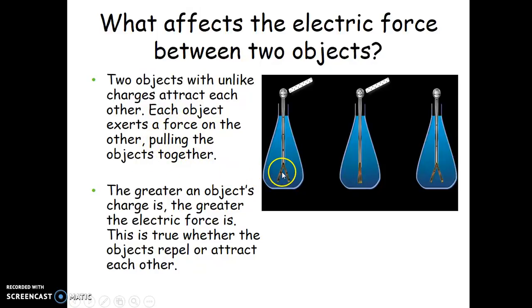So here we have, these are like charges, they're pushing apart, but over here, they're coming together. Over here, like negative charges, they push apart. So the greater the object's charge, the greater the electric force, and this is true whether the object repels or attracts. If it's a stronger positive, they're going to repel more. If it's stronger negatives, they're going to repel more. If there's stronger positives and stronger negatives coming together, they're going to come together more.